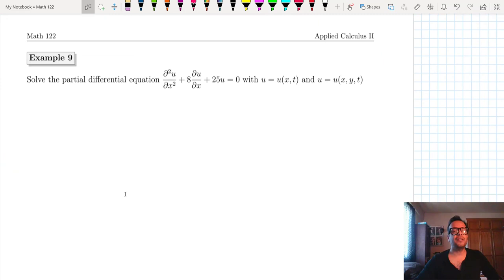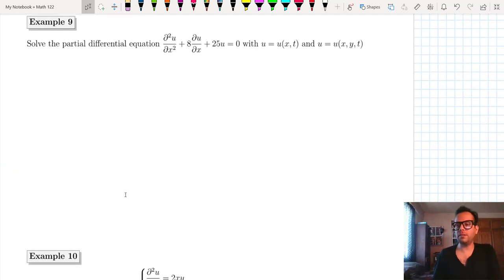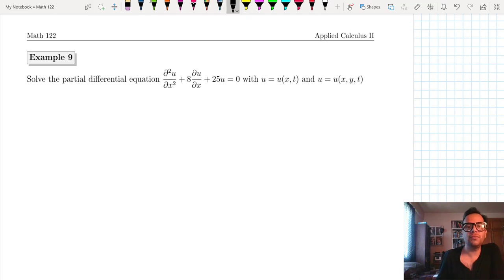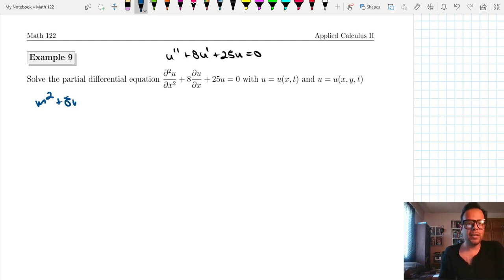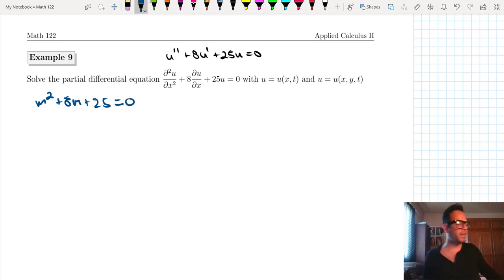All right, now let's look at another example, two more and we call it. Again, look at this type of equation. Let me write it in a different way to avoid too many confusions. It looks like u double prime plus 8u prime plus 25u equals 0. And this has the following characteristic equation: m squared plus 8m plus 25. Let's see if we can solve this using factoring. Are there factors of 25 that add up to 8? Unfortunately not.